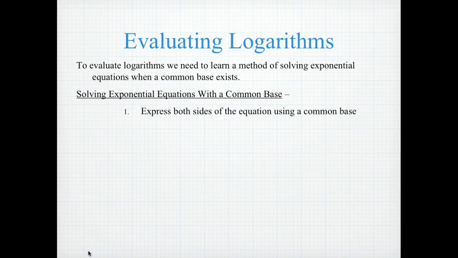So to solve an exponential equation with a common base, the first thing we need to do is express the left side and the right side of the equation using that common base. Once we've set up the left side and the right side with the equivalent bases, we can then drop the base and set the exponents equal to each other. Once we have the exponents equal to each other, we can then solve the equation.